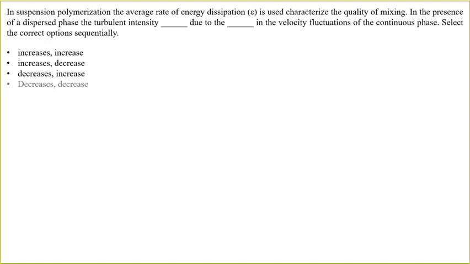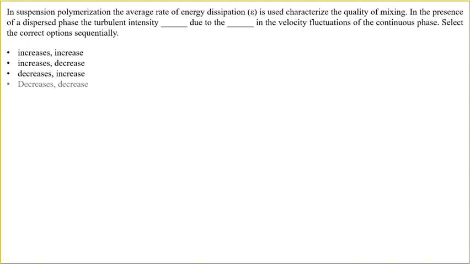In suspension polymerization, the average rate of energy dissipation epsilon is used to characterize the quality of mixing. In the presence of a dispersed phase, the turbulent intensity due to the decrease in the velocity fluctuations of the continuous phase. Select the correct option sequentially.